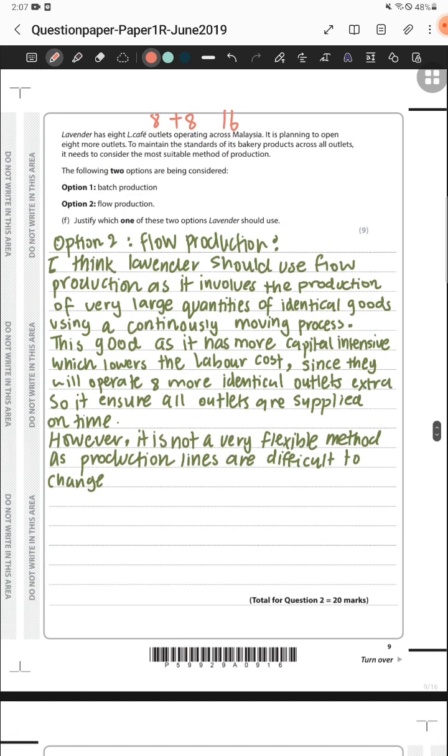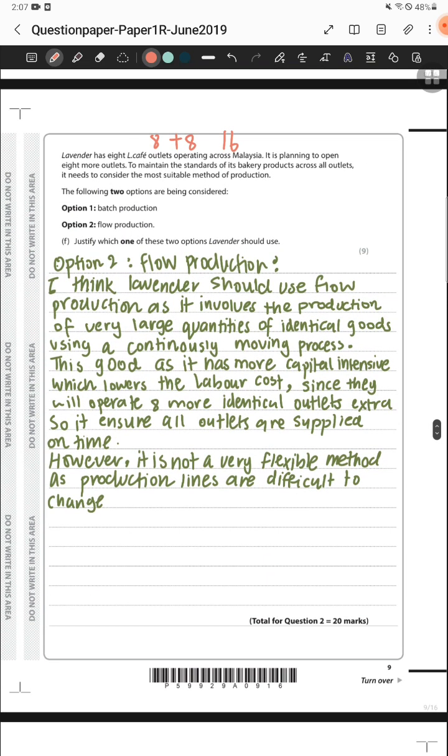So you should be able to justify your answer. What is justification? You basically have to list down the cons of your option. If I were to choose batch production, I will justify against it as well, and likewise for flow production.